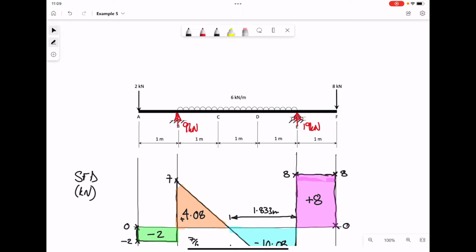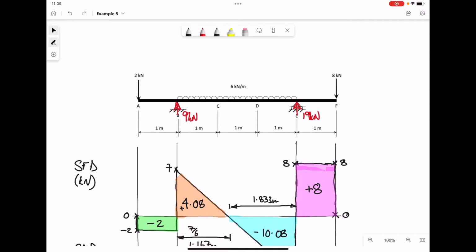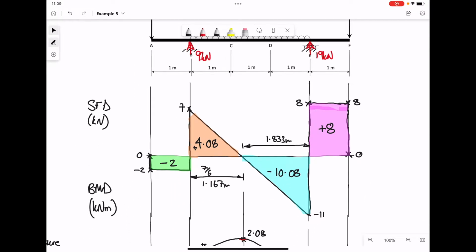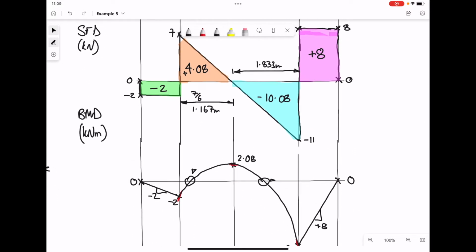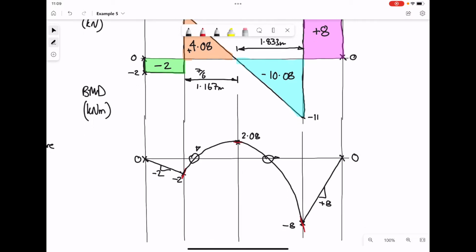In this example, I'm going to show you how to take the beam with 2-point loads and a UDL, the reaction forces previously worked out, to be able to draw the shear force diagram, and then to use the shear force diagram to be able to plot our bend moment diagram.